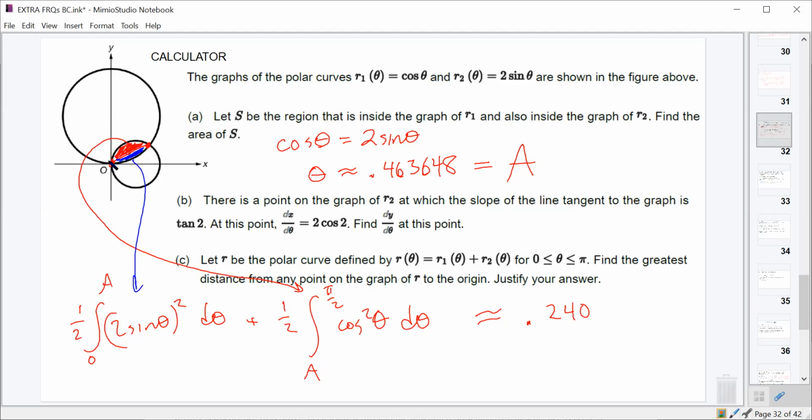Okay, got it. It's because it's straight along this line, theta equals 0.463648 is where we're switching from one function to the other function, being the bound of that region. Does that make sense? Right, okay, yeah. Cool. Any other questions there on part A?